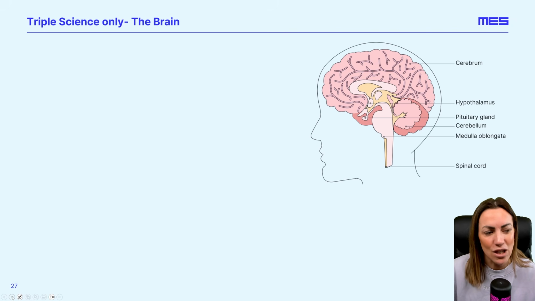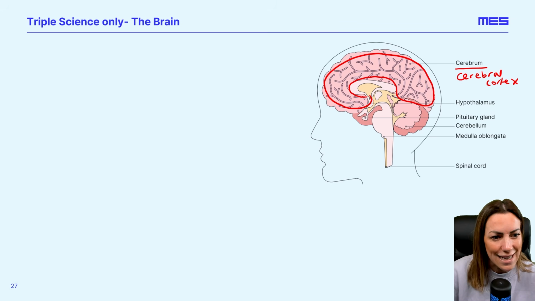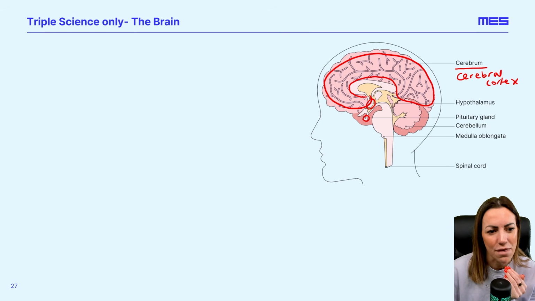The first thing we have to look at is the brain, and you do have to be able to label the main structures in the brain. So the outer portion is known as the cerebrum, or you can call that the cerebral cortex. So that is this whole outer portion of the brain here. Then we've got the hypothalamus, which is in the middle of the brain. Next to the hypothalamus, you've got the pituitary gland, which is a small pea-shaped gland, which is also in the middle of the brain, right next to the hypothalamus.